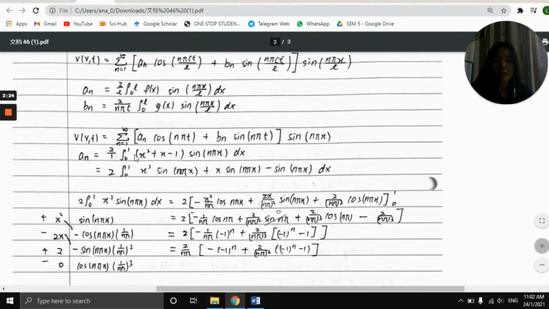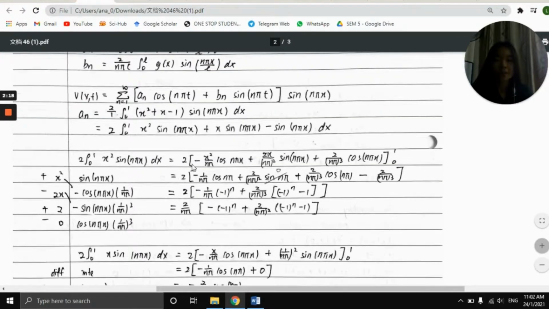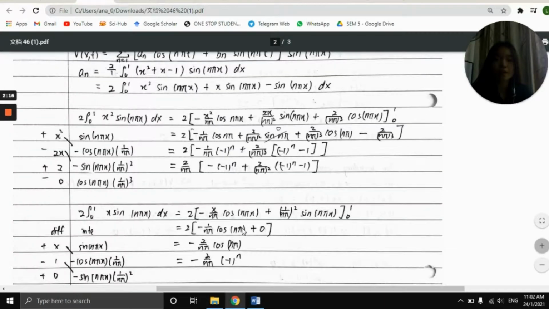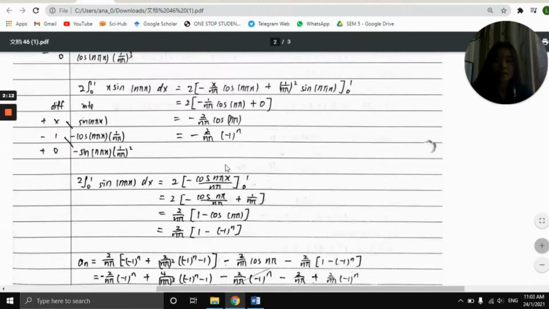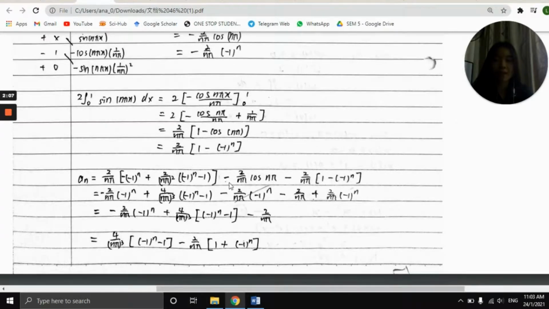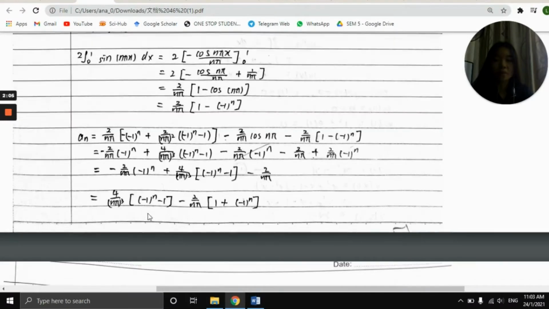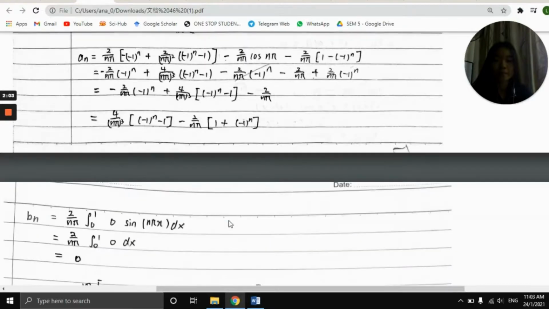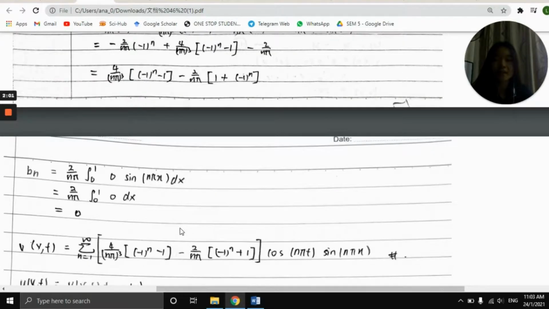So firstly, we solve for our a_n, and I separate this into 3 terms. So I integrate separately, it will be easier for me to calculate. After I calculate these 3, I put them back into a_n, and I will get this one for our a_n. Now we are going to solve for b_n.